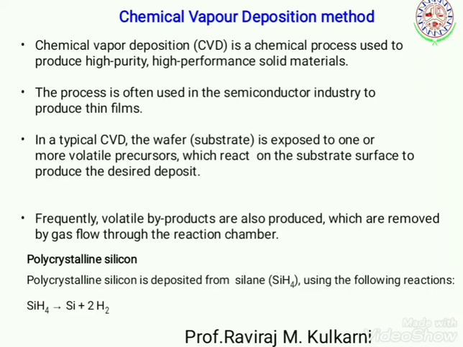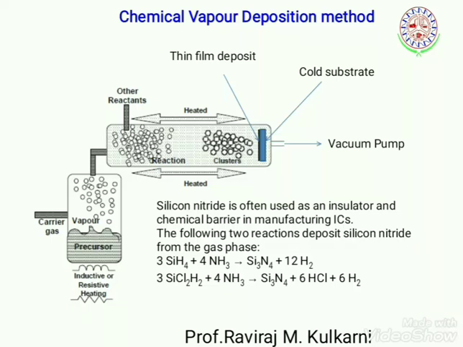One example of this is production of polycrystalline silicon. Polycrystalline silicon is deposited from silane using this reaction. Silane decomposes at temperatures above the decomposition temperature to produce polycrystalline silicon, and hydrogen gas comes out that escapes through the vacuum pump. Since it is connected to a vacuum pump, that is removed. Okay, this gives you a clearer picture of the chemical vapor deposition method.